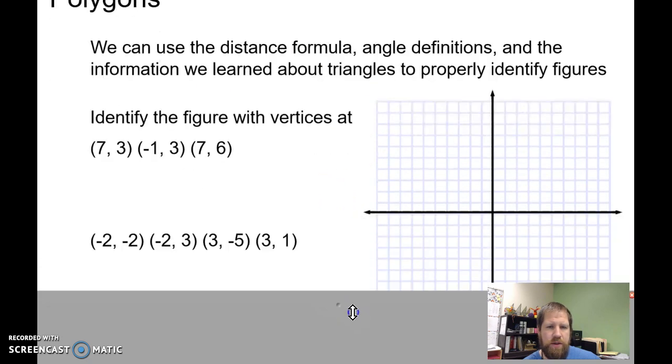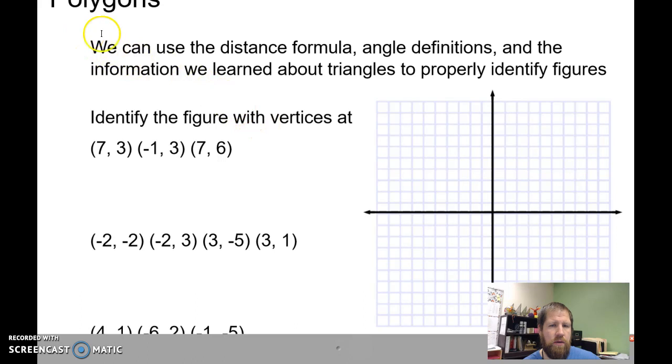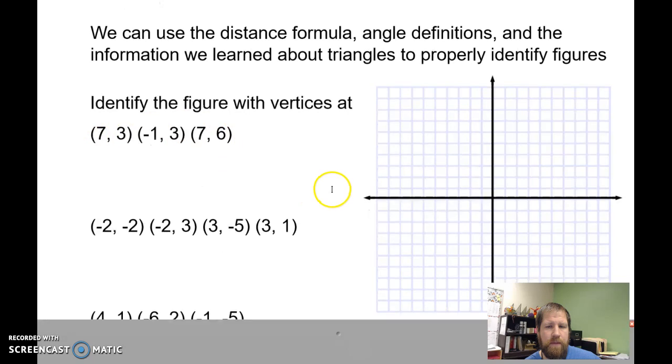So in this chapter so far we've learned, well, the distance formula is not from this chapter, it's back from chapter 3, but we know the distance formula. We've learned angle definitions, so acute, obtuse, right, and then we've learned a lot about triangles. And so we're going to use that information to properly identify figures that are either graphed for us or that we're given the vertices for.